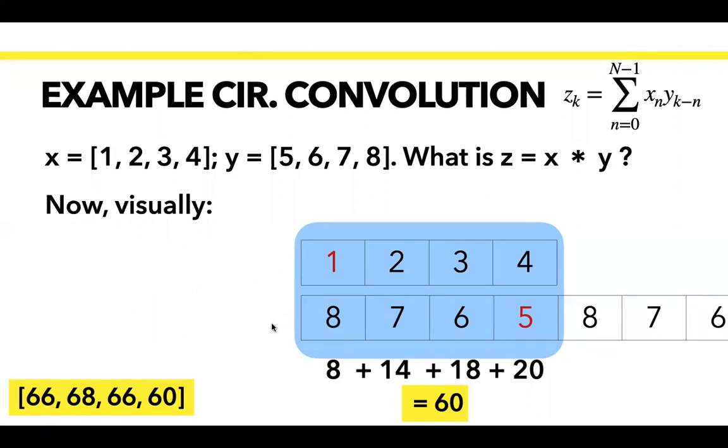We can tile continuously. The 5 would come back here and it would look just like it did the first time, and we'd get 66. And this would just repeat itself. 66, 68, 66, 60, 66, 68, 66, 60, and so on. It's a circular convolution, right? We just go in a circle. Okay.